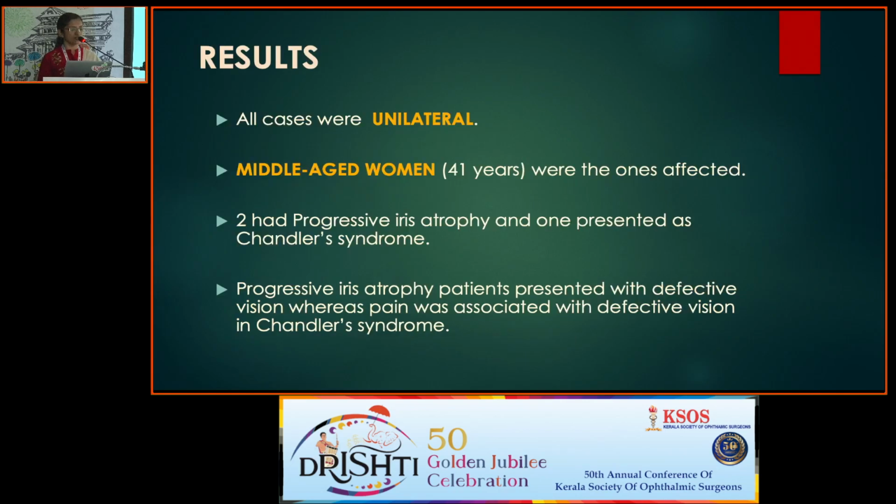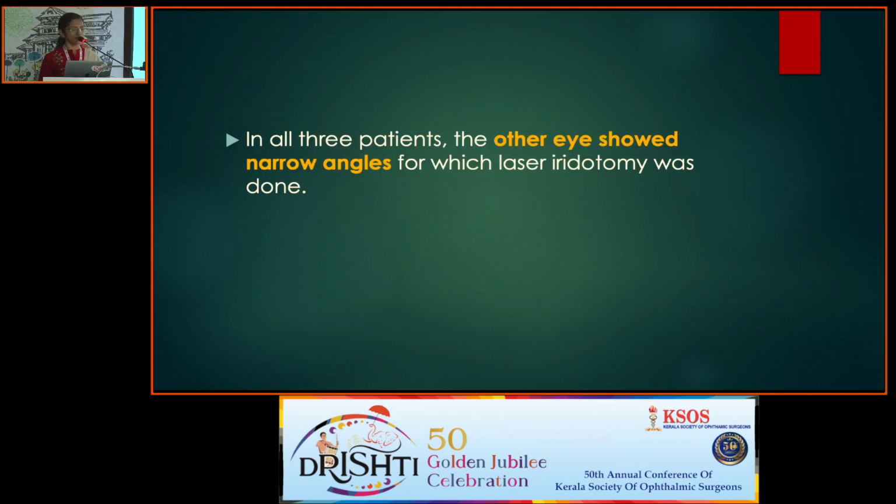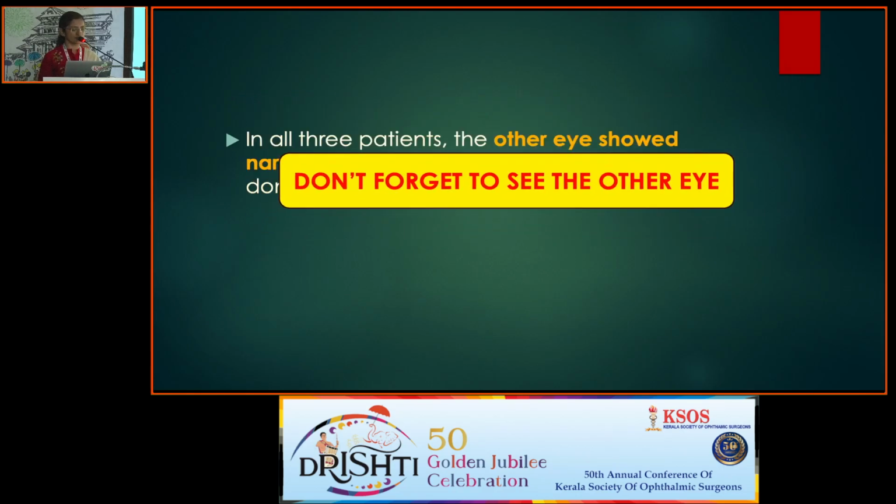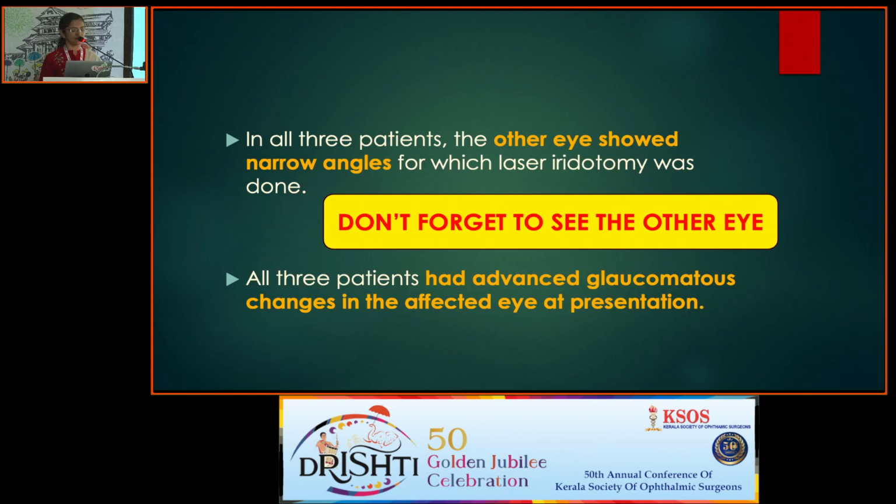The results: all of the cases were unilateral. It was middle-aged women who were affected. The progressive iris atrophy patients presented with defective vision, and pain was associated with Chandler syndrome. In all 3 patients, the other eye showed a narrow angle for which laser iridotomy was done. Hence, we should not forget to examine the other eye of these patients. All 3 patients also had advanced glaucomatous changes in the affected eye at the time of presentation.